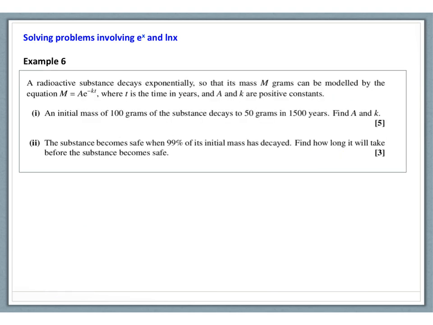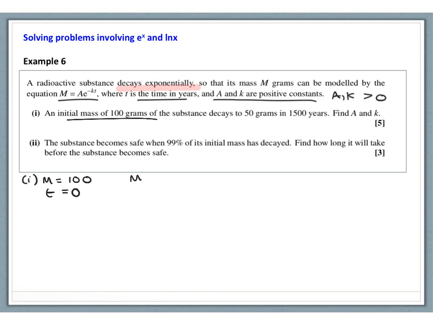Example 6, we have a question involving exponential decay. So a radioactive substance, well, its mass can be modelled by this equation here, where t is the time in years and a and k are positive constants. So part 1, an initial mass of 100 grams of the substance. So that means that m equals 100 when t equals 0, decays to 50 grams in 1,500 years. So that means that m is equal to 50 grams when t is equal to 1,500. Find a and k. So we need to substitute the information into this equation here and see what happens.